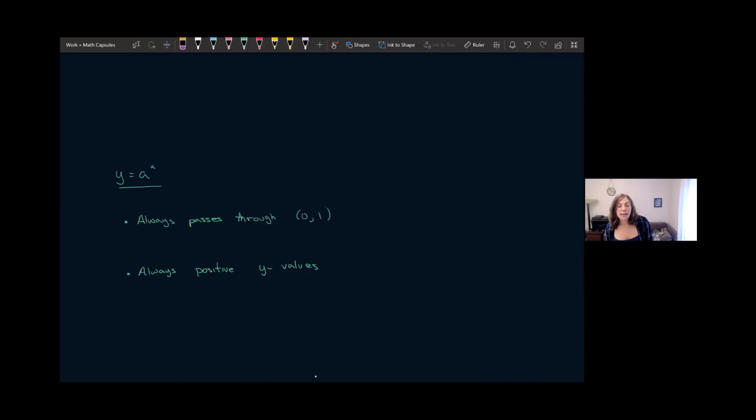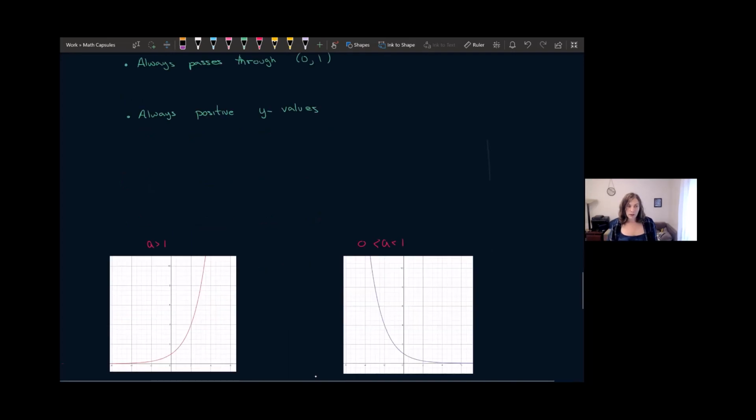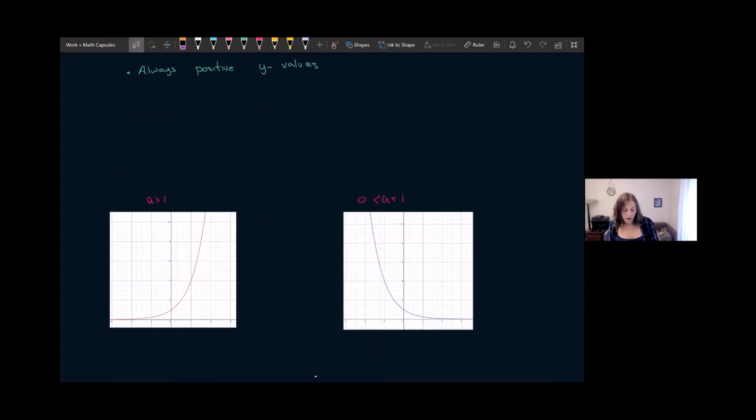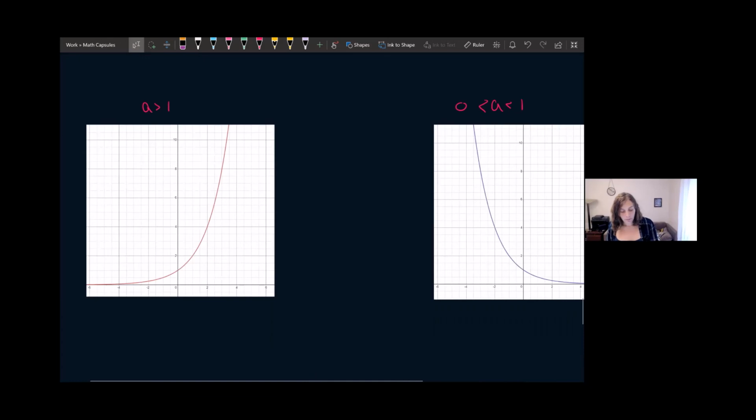So here are my main takeaways. For any exponential function y equals a to the x, we know that the graph is going to pass through the point 0, 1, and that the y values will always be strictly positive. Also, depending on the base, we have two cases. If the base is greater than 1, then we know that our graph is going to look like this.